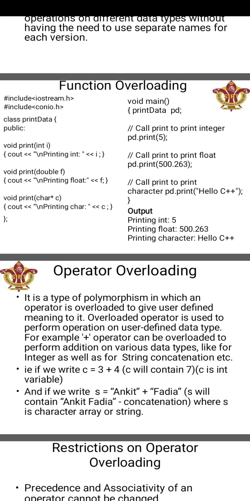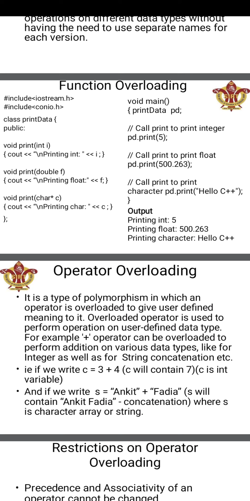Next, we have passed the argument pd.print and 500.263. Now this is the decimal part, so it will be accessing the second function which has got the argument of type float. So this will access the second function and the output will be printing float and then 500.263.